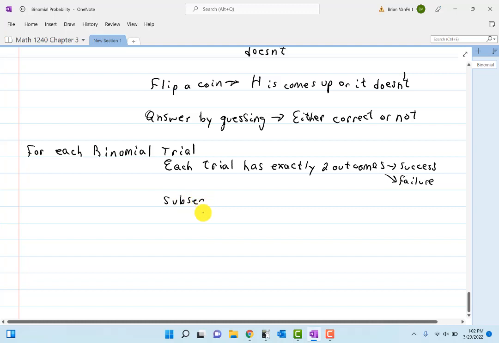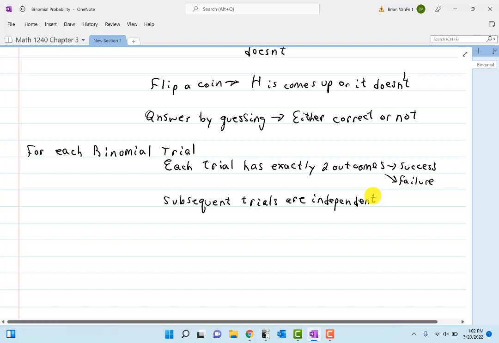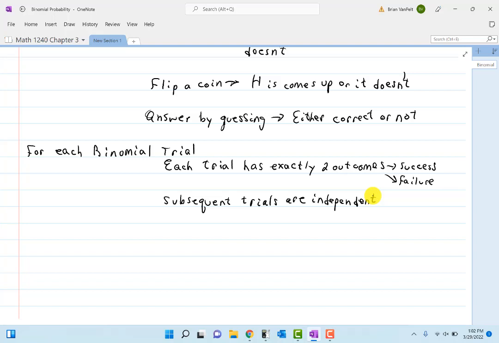Subsequent trials are independent. Well, so rolling a die, for example, I get a certain number, but when I roll the die again, whatever I got on the first roll, it doesn't matter on the second roll. The next roll is independent. It has no idea what I got on the first roll. So we need that independence for all this stuff to work.